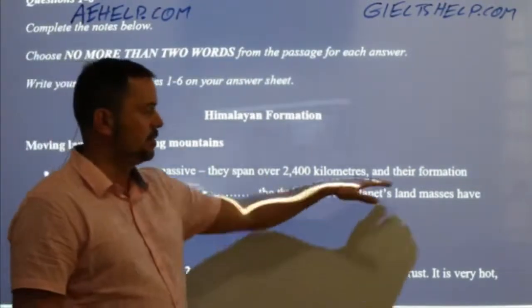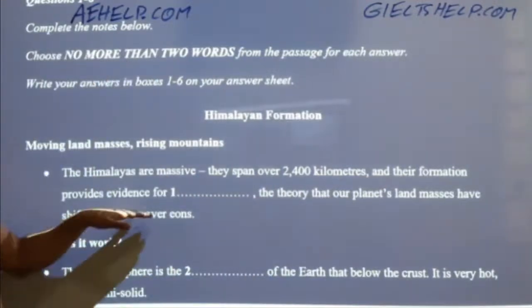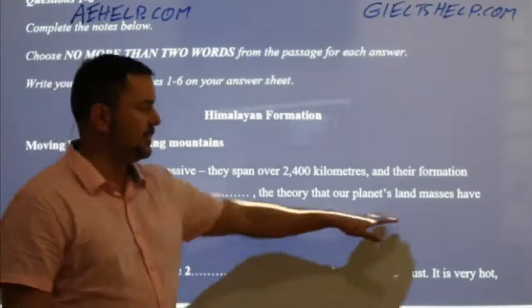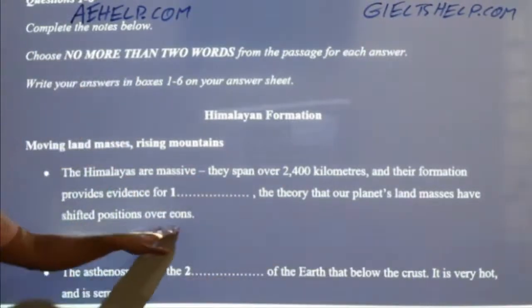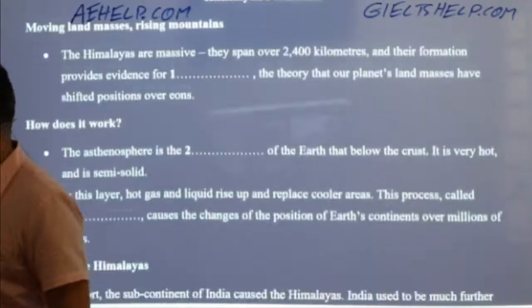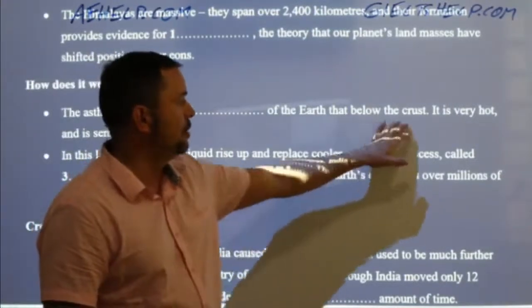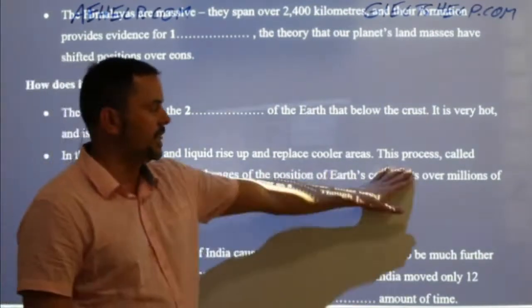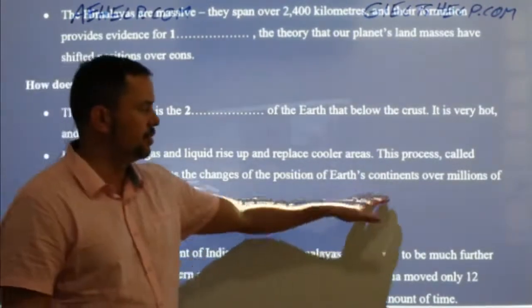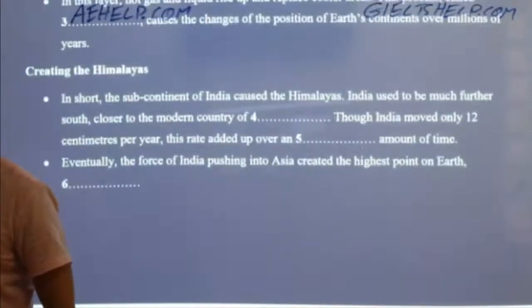So the Himalayas are massive. They span over 2,400 kilometers. And their formation provides evidence for the theory that our planet's land masses have shifted positions over eons. All right, how does it work? The atmosphere is the layer of the Earth that is below the crust. It is very hot and semi-solid. In this layer, hot gas and liquid rise up and replace cooler areas. This process causes changes in the position of Earth's continents over millions of years. Okay. So kind of what we were visualizing.